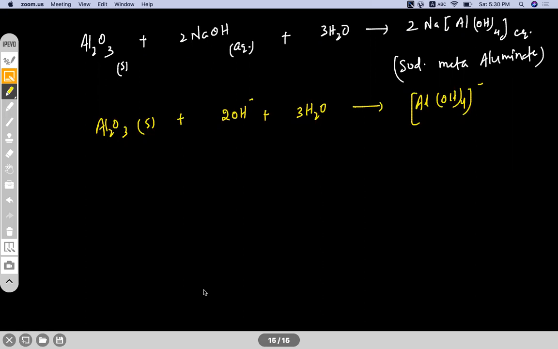Sodium meta-aluminate. Now, this solution of sodium meta-aluminate is filtered, and the filtrate is cooled down, and at a certain pH, it is neutralized with carbon dioxide and aluminium hydroxide precipitates out here.